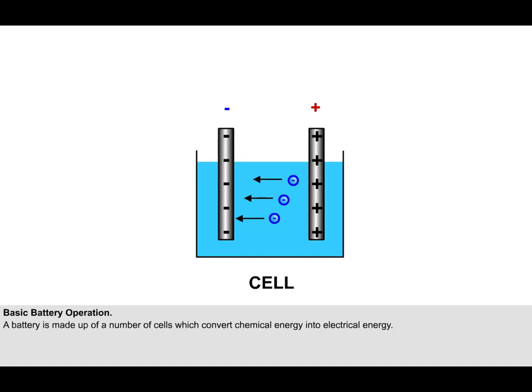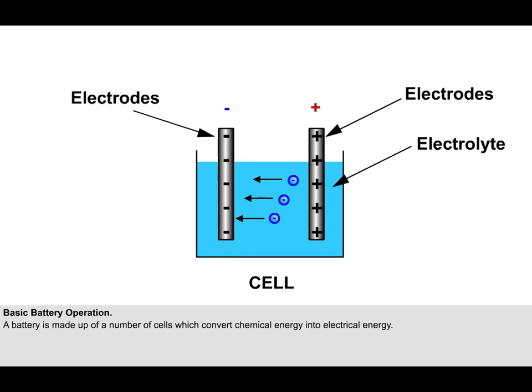A battery is made up of a number of cells, which convert chemical energy into electrical energy by a transfer of electrons from one material or electrode to another, through a chemical known as an electrolyte, causing a potential difference or voltage between the two electrodes. During the transfer of electrons, the chemical composition of the two materials changes.